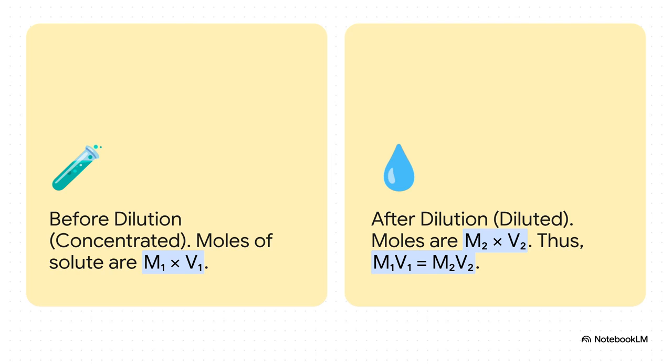And that simple fact leads us to this beautiful little equation. Since the moles before you start, which is M1 times V1, are equal to the moles after you're done, M2 times V2, the formula is just M1V1 equals M2V2. It's a perfect balancing act. If you know any 3 of those numbers, you can always find the 4th.